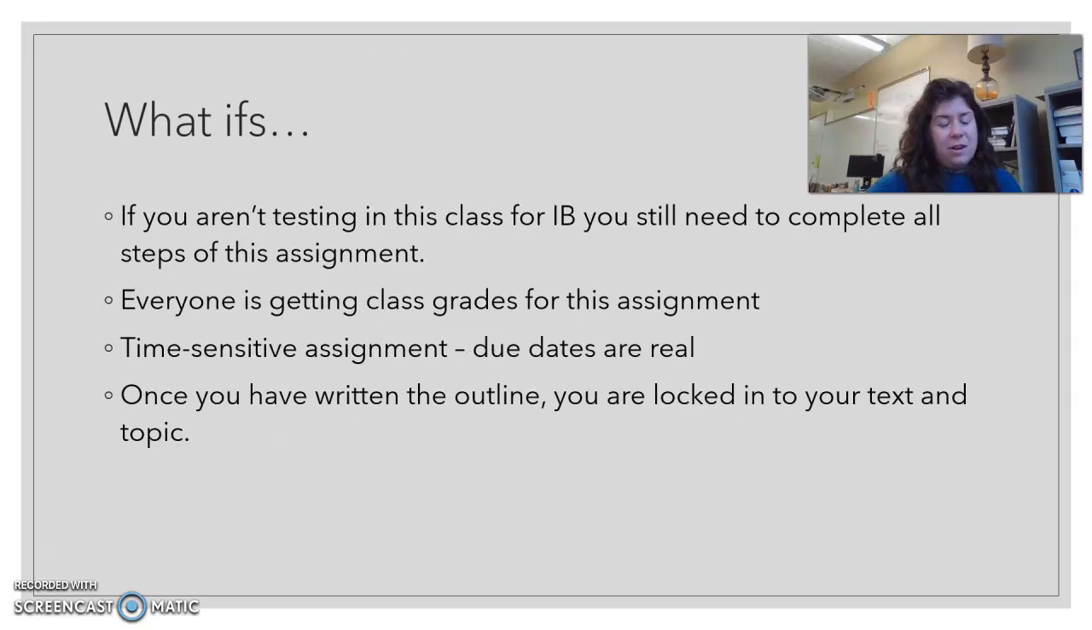I just said we were all turning them in on the 7th, but if you're not testing for the IB, then you still are just completing the steps of the assignment for this class, and then your peers who are submitting are turning theirs in, and you're not turning it in to anyone except me. Everyone is getting a class grade for the stages of this assignment: the proposal, the outline, the rough draft, and the final.